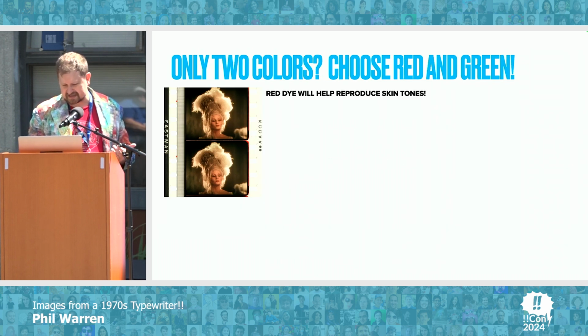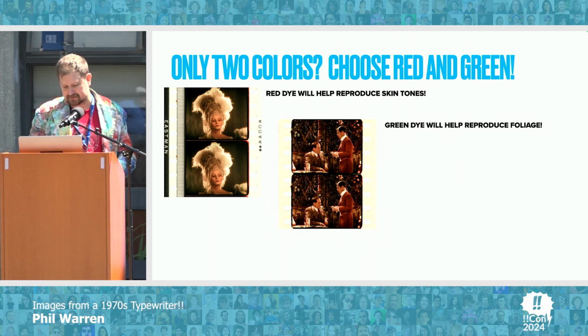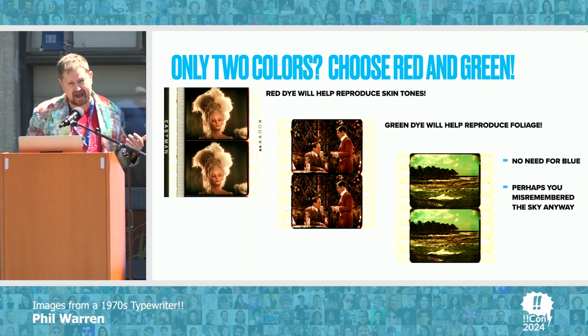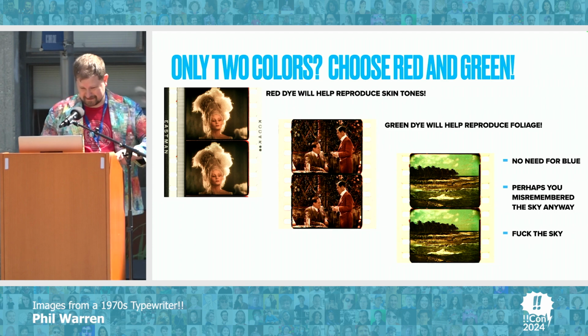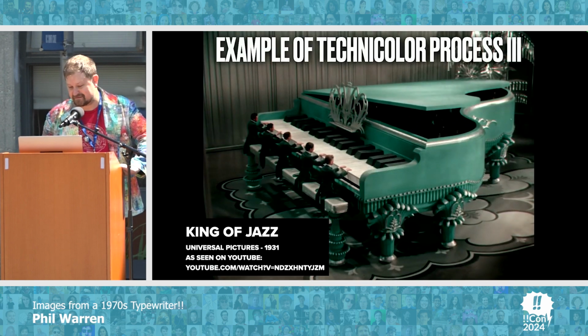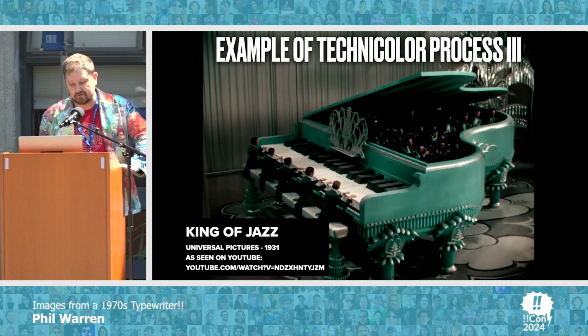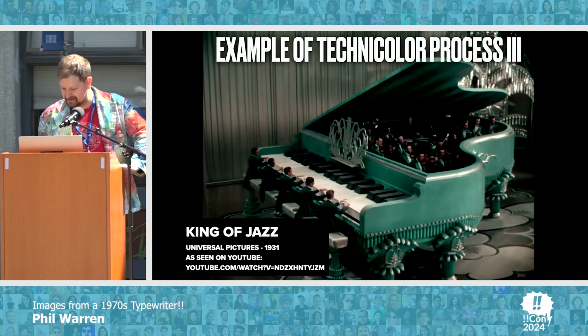In Technicolor's Process 3, they determined that if you only use 2 colors, you should use red and green. Red dye will help reproduce skin tones. Green dye will help reproduce foliage. And blue? There's no need for blue. Perhaps you misremembered the sky anyway. In fact, fuck the sky. Now, King of Jazz is my favorite example of Technicolor Process 3, possibly because it's the only full film in this format I could find.